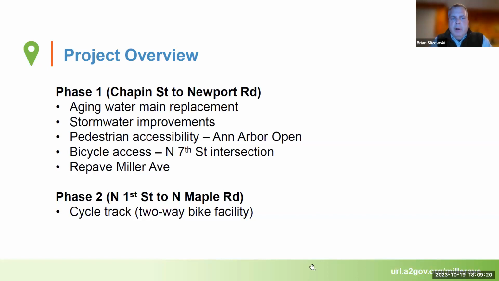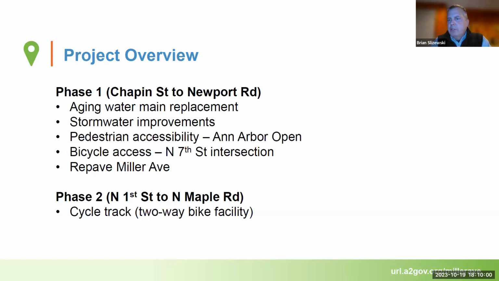A couple other key areas that we want to look at, we'll get into those a little bit when we look at the map, but just real quickly, pedestrian accessibility in the area of Ann Arbor Open School, and also bicycle access trying to get through the 7th intersection, which is a pinch point on the project. And again, the other key component on phase one is repaving Miller Avenue from Chapin to Newport Road. Kind of layered on top of that, if you will, is extending the cycle track facilities.